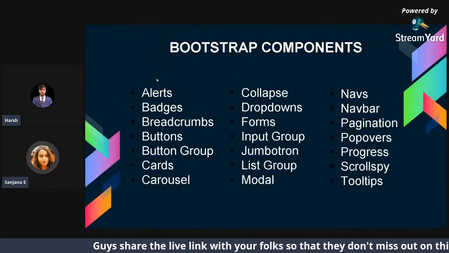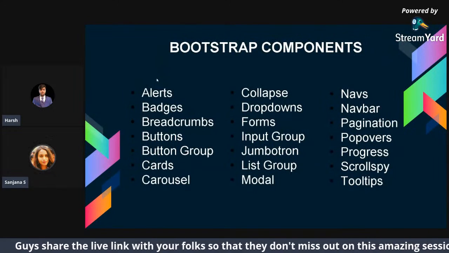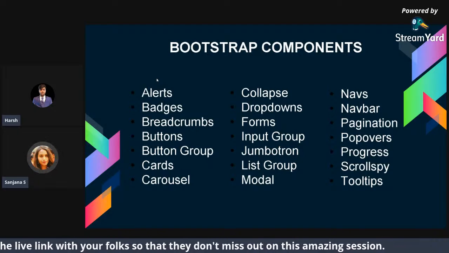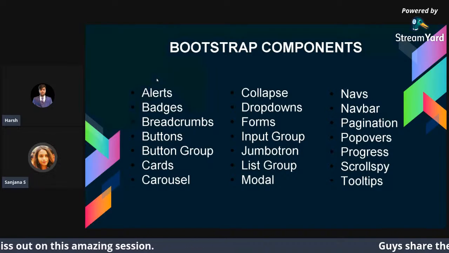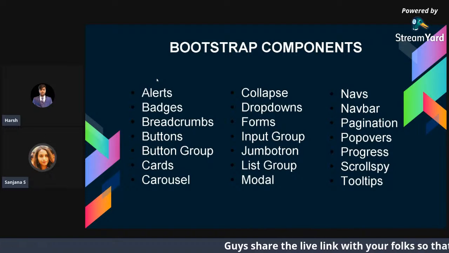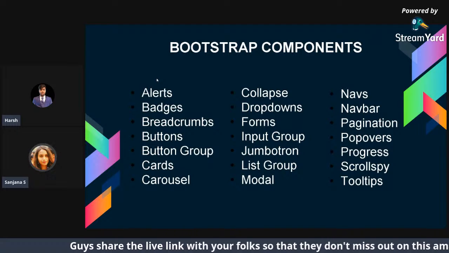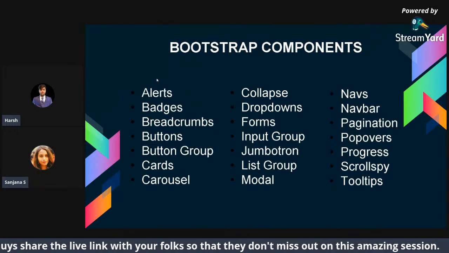So these are the Bootstrap components that are available in Bootstrap 4. These are not the only components, there's a lot more, but these are the major ones. So there's alerts, badges, all of these that you can come across when you go to getbootstrap.com. So in case you want to include any of these in your websites or in your upcoming projects, you can go through how you can do that.